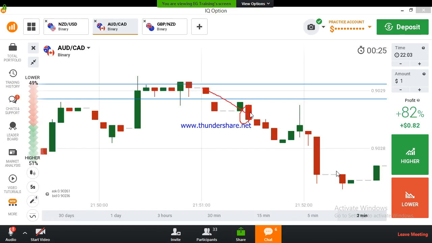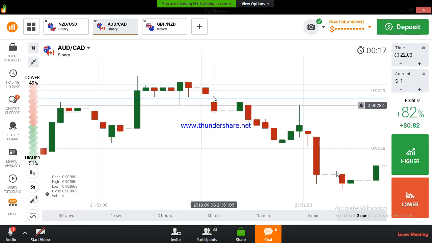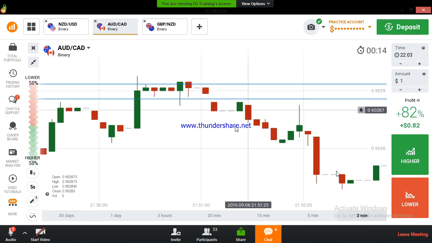Always choose the first confirmation candle. These are not confirmation candles, these are weak candles. We can take this candle also as a confirmation, but it's better to take this type of candles: medium candles, long candles.